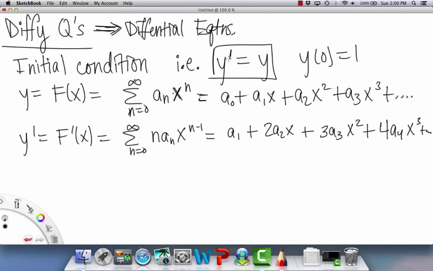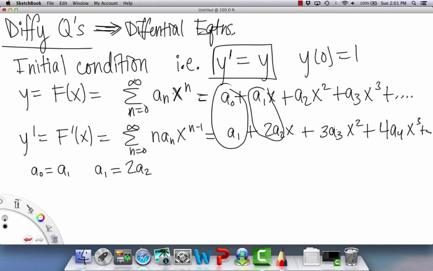So for y prime to equal y, for this power series to equal its first derivative, the constants and the coefficients would have to be the same for everything. So what we have here is actually like a set of mini equations, I guess you could consider them. So a0 would have to equal a1 from the constants here, and then in front of the x's, these like terms, they would have to be a1 equals 2a2, okay?